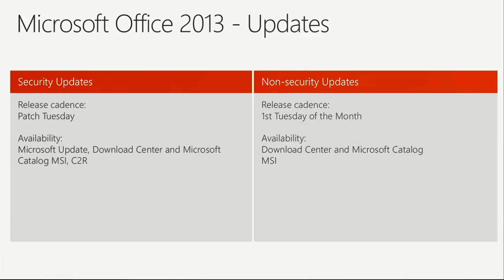And as I said, there are different places where we can actually get the updates. You can download it from Windows Update, the Catalog, or manually. And it's also different between MSI and Click to Run. For Click to Run, you have the connection point.